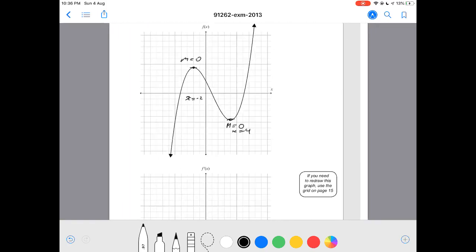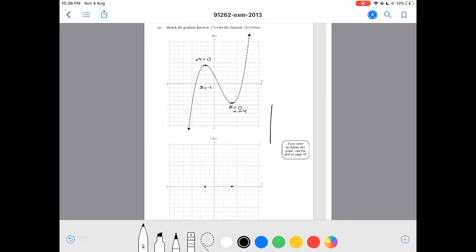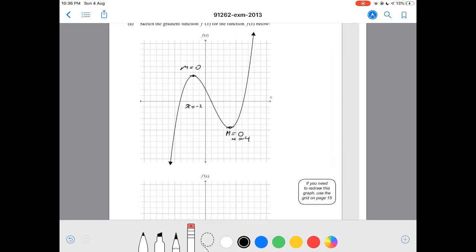Alright, so next thing we're going to be noticing is the general shape of our cubic. As you can see, this is a positive cubic. Positive cubic translates to a positive parabola. So therefore, our parabola will also be a positive parabola. Because it says sketch the gradient function, we don't need to be precise. So therefore, we just need to draw a rough sketch.